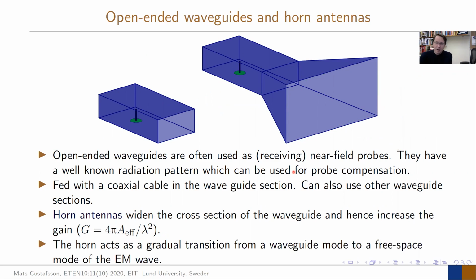So the horn acts as a gradual transition from the waveguide mode to a free space mode. So you have some smooth transition here that just makes it larger. That is what you do with the horn antenna.